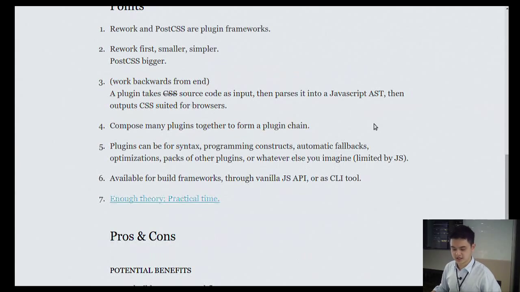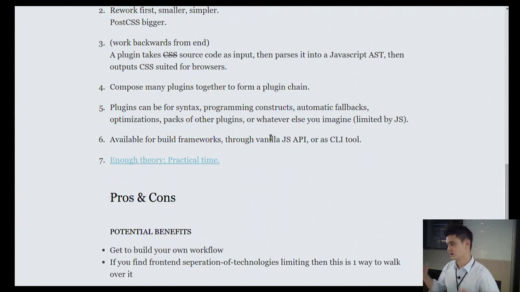From the plugin chain, plugins can be for things like syntax that you prefer, or constructs like loops, conditionals, whatever. You can do automatic fallback placing, polyfills, not really polyfills, sorry, vendor prefixing, for example. You can do optimizations if needed. And some plugins are basically just packs of other plugins. They collect a bunch of useful plugins and you just plunk that in and you're done. And whatever else, you can do whatever else as long as it's possible in JavaScript. Okay, so it is possible for build frameworks like Grunt, Gulp, and so on. You can do it in vanilla JS or you can also use it as a command line tool. So that is basically the theory.